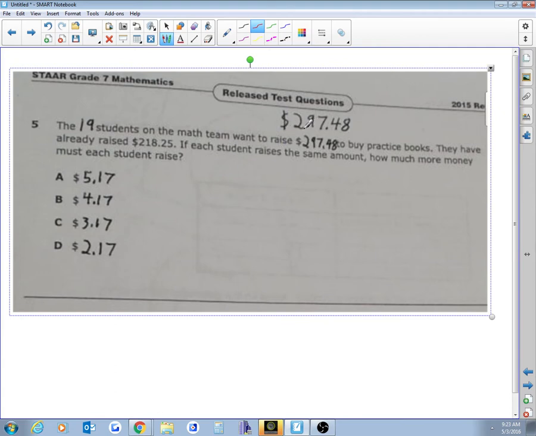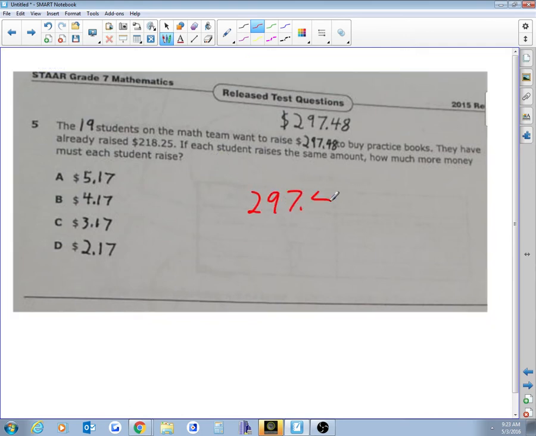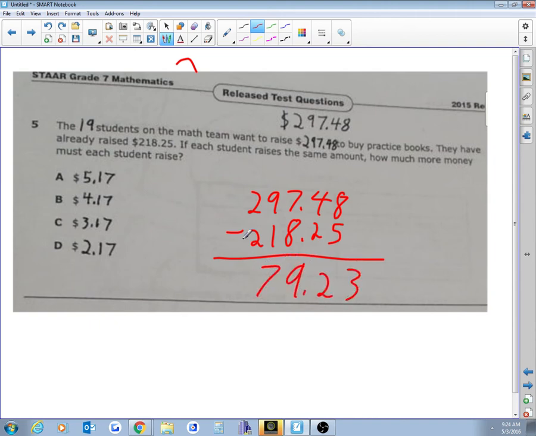Okay, 19 students on a math team. So they've got to raise 297.48. They've already raised 218.25. So if we look at how much they still have to raise, we're going to have to subtract 297.48 minus 218.25. And that should give you $79.23.